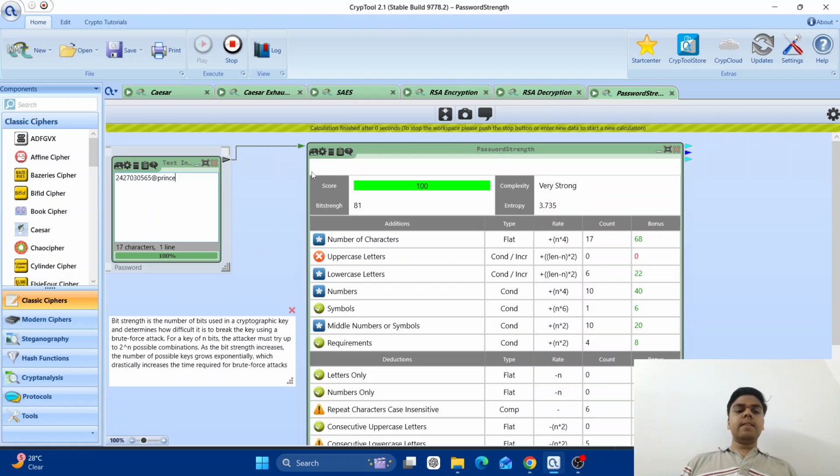Thus, bit strength is the number of bits used in a cryptographic key, and it is used to determine how difficult it is to break a key using a brute force technique. For a key of n bits, the number of inputs the attacker must try is 2 to the power n possible combinations. As the bit strength increases, the number of possible keys grows exponentially, which drastically increases the time required for brute force attacks.